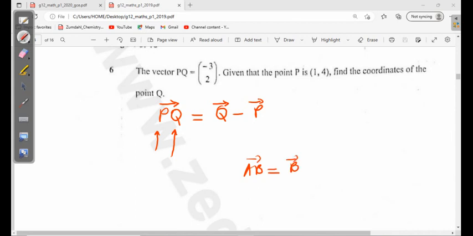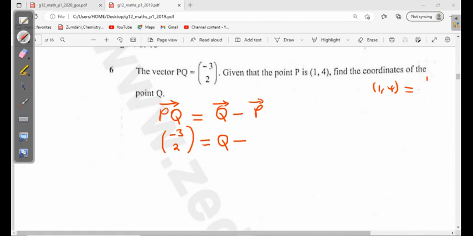Now we've already been given PQ. They've given us negative 3, 2, that is PQ. And this is going to be equal to Q minus P. The question is saying find the coordinates of the point Q, so we don't know Q; I'll just write Q. Now what is P? P is 1, 4. I can write this point as a vector, putting the 1 on top and the 4 down.